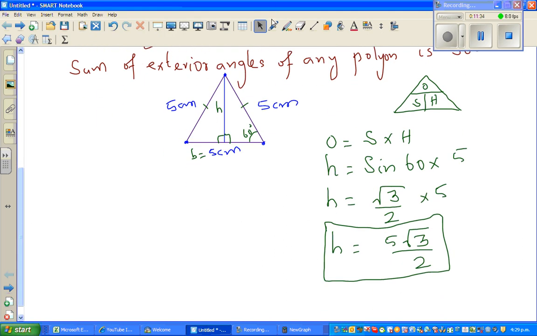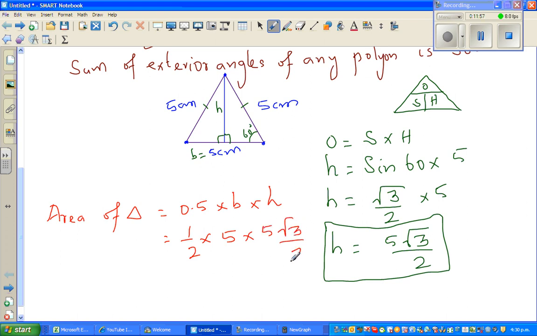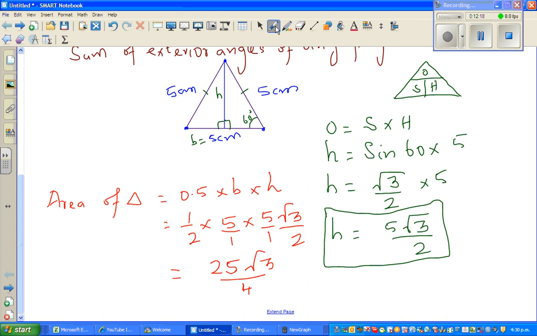So the area of the triangle is 0.5, or half, times base times height. You can say this is half times the base, 5, times 5 root 3 over 2. So this is 25 root 3 over 4. This is 5 over 1, this is 5 over 1, so I multiply the numerators, 5 times 5 is 25, root 3, over 2 times 2 is 4. So the area of one triangle is 25 root 3 over 4.